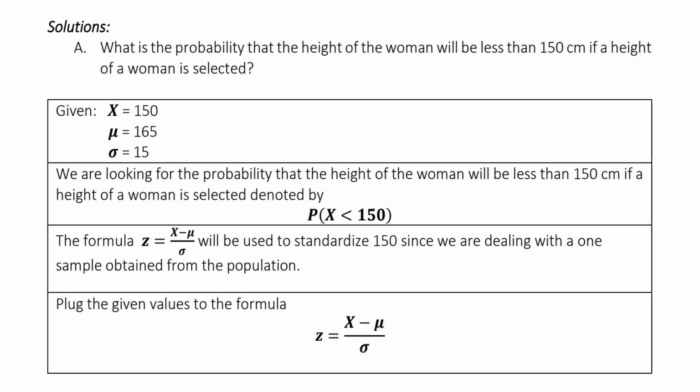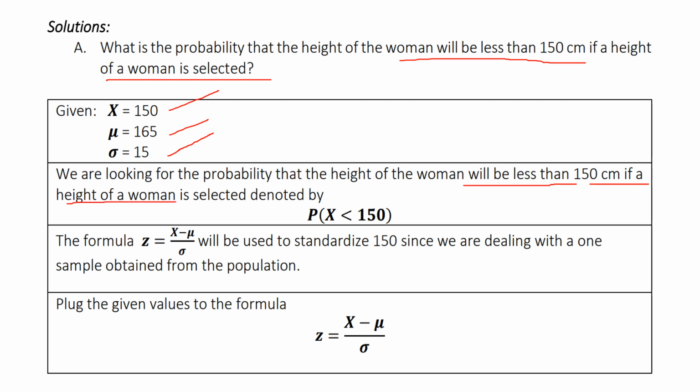So for our solution for letter A, what is the probability that the height of a woman will be less than 150 cm if the height of a woman is selected? There are given values here for your x, which is your raw score, which is 150. Then your mu is your population mean, which is 165, and your population standard deviation, which is 15. Now, we are looking for the probability that the height of the woman will be less than 150 cm.